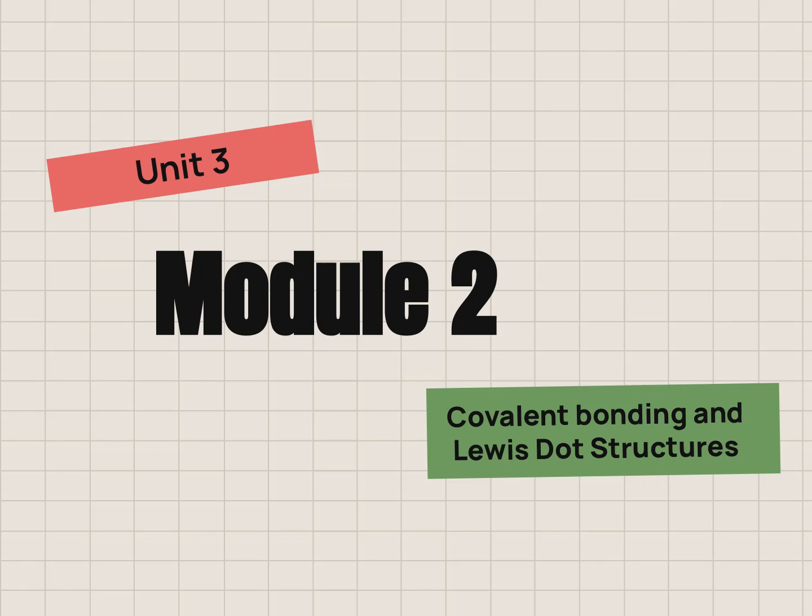Hey everybody, welcome back to Unit 3. We're going to take a look at Module 2. In this module, we'll discuss covalent bonding and we'll also learn how to draw some Lewis dot structures.